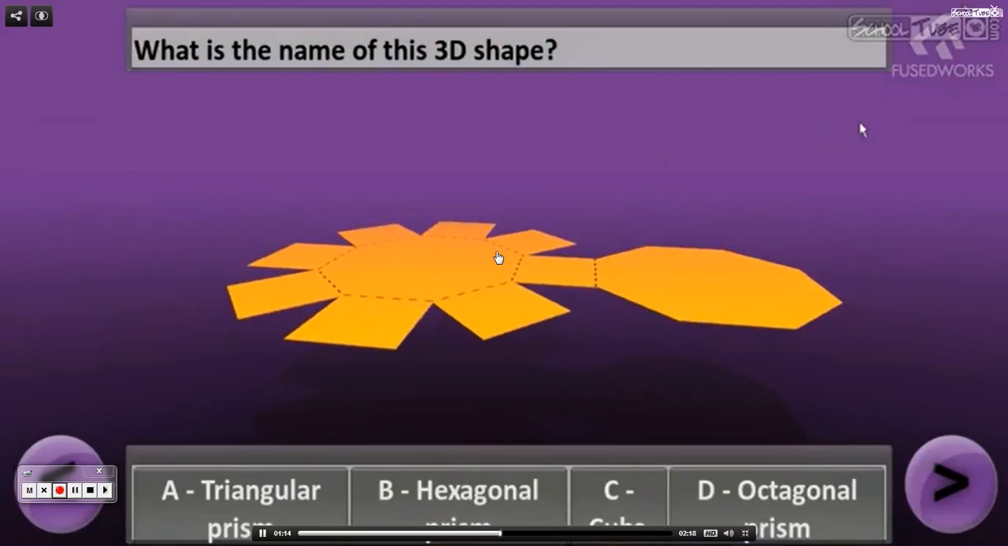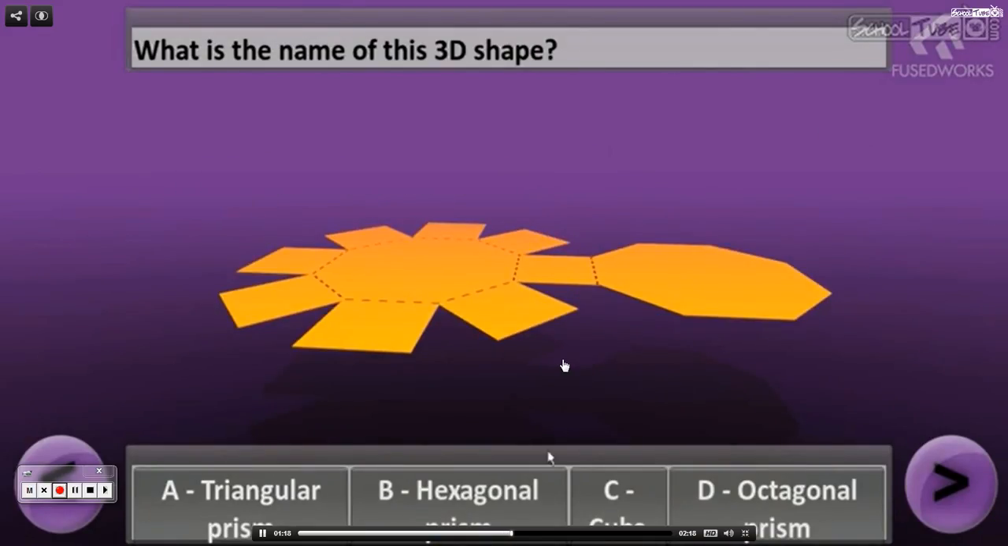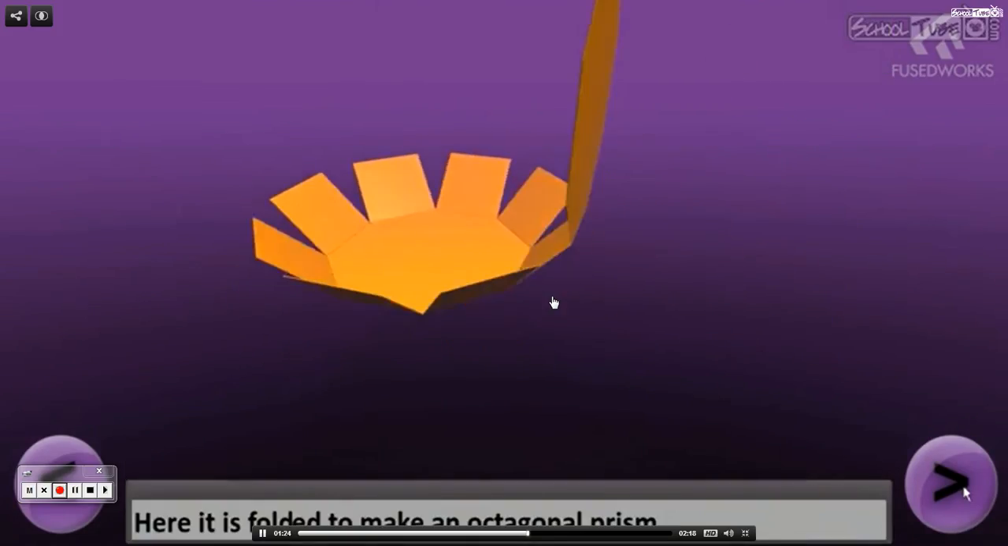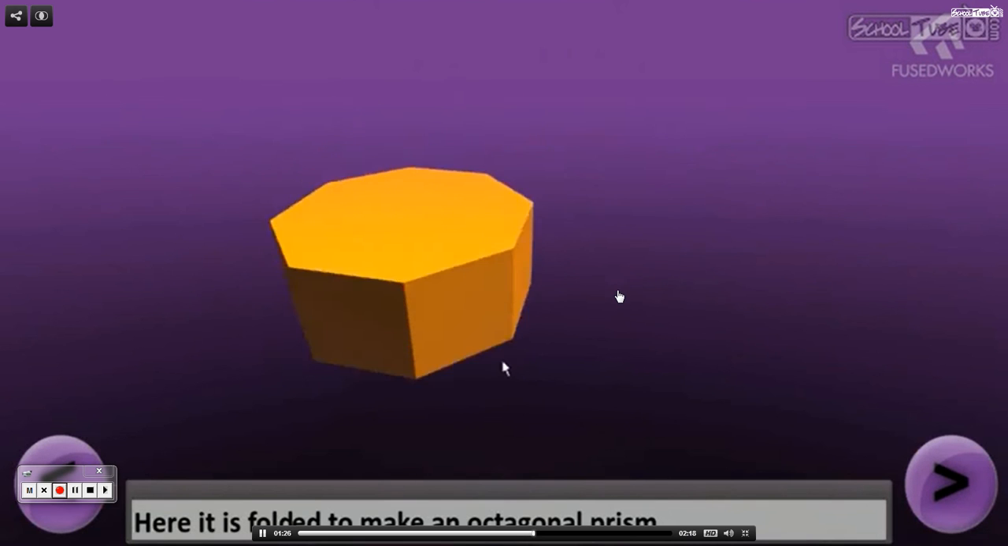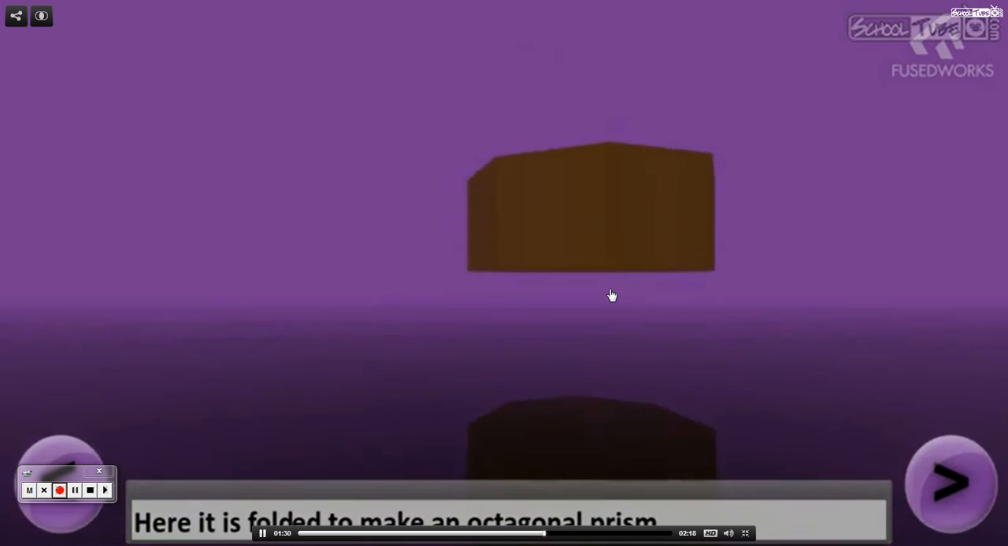Okay, what's the basis here? This is going to be parallel to this part when you fold it up. It looks like they got the wrong thing there. It's not a hexagonal prism. Yeah, it's an octagonal prism. Okay, so we fold up all the sides. It would look like that. So there's a net in action being folded up to make a different shape.